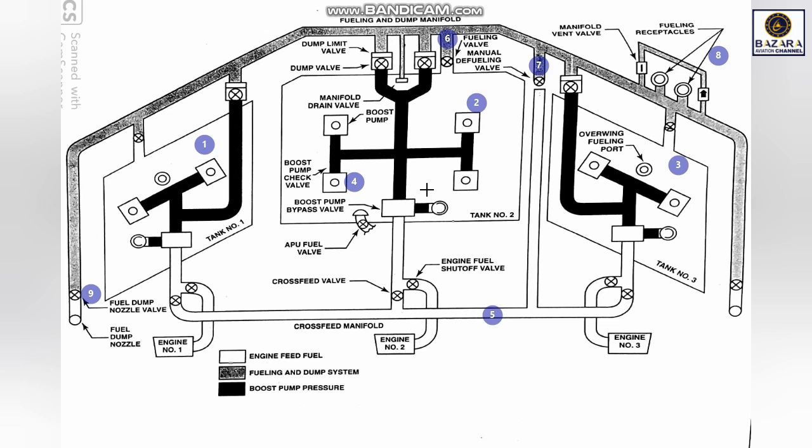Before we end this figure, we have to focus on tank number 1 and tank number 3. They are integral tanks. What is the meaning of integral tanks? That is what we will discuss in the next lesson, inshallah, on aircraft engine fuel system components. And here we will focus on the center tank, or tank number 2. We have 4 boost pumps, and on the left and right tanks we just have 2 boost pumps.